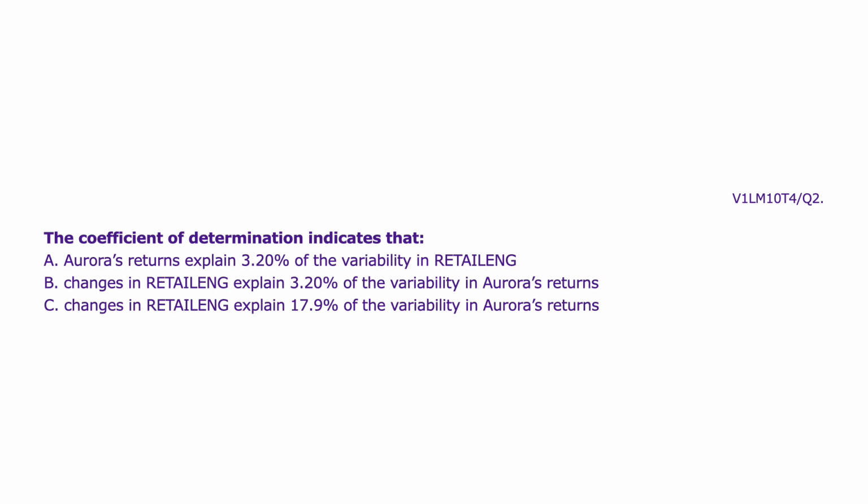The coefficient of determination indicates that: A. Aurora's returns explain 3.20% of the variability in retailing. B. Changes in retailing explain 3.20% of the variability in Aurora's returns. C. Changes in retailing explain 17.9% of the variability in Aurora's returns.